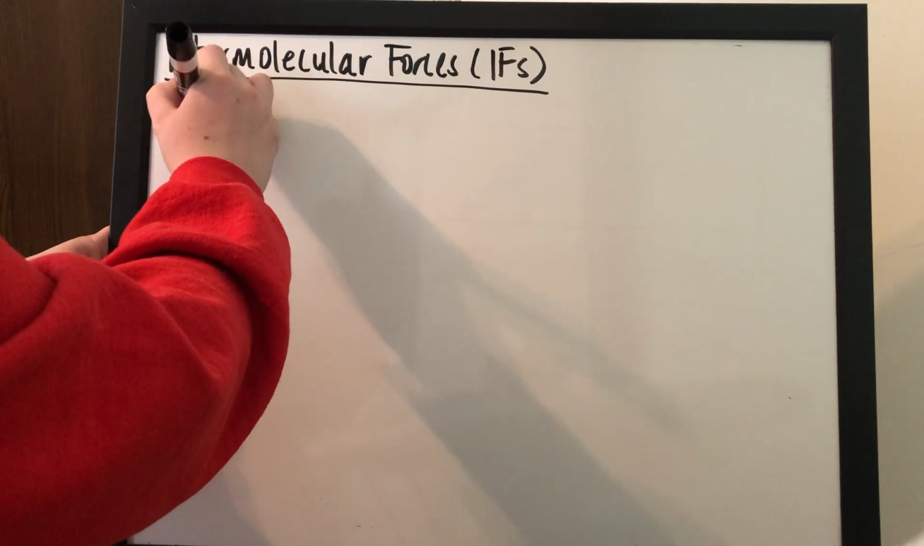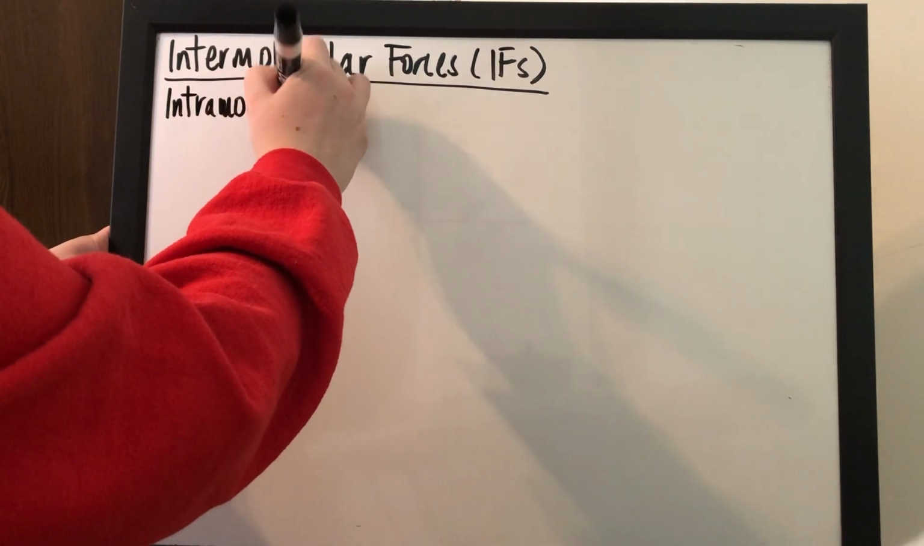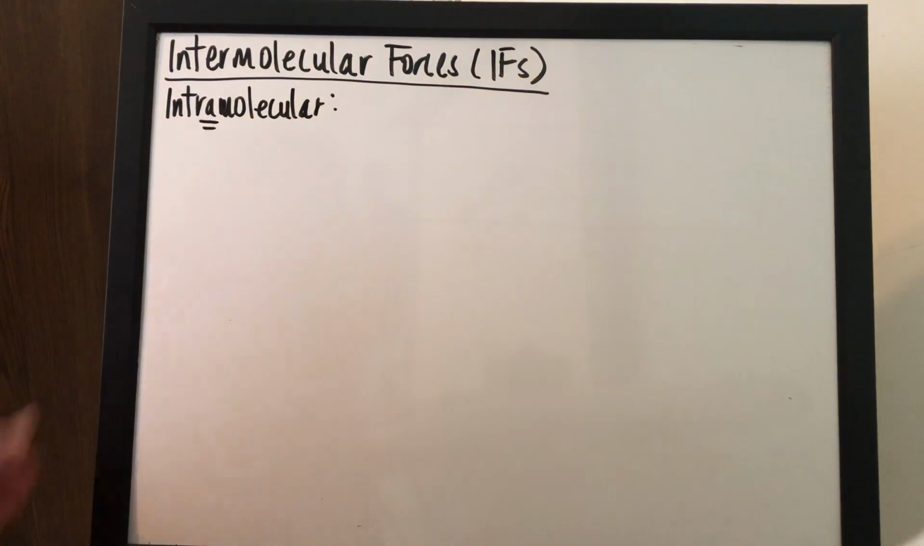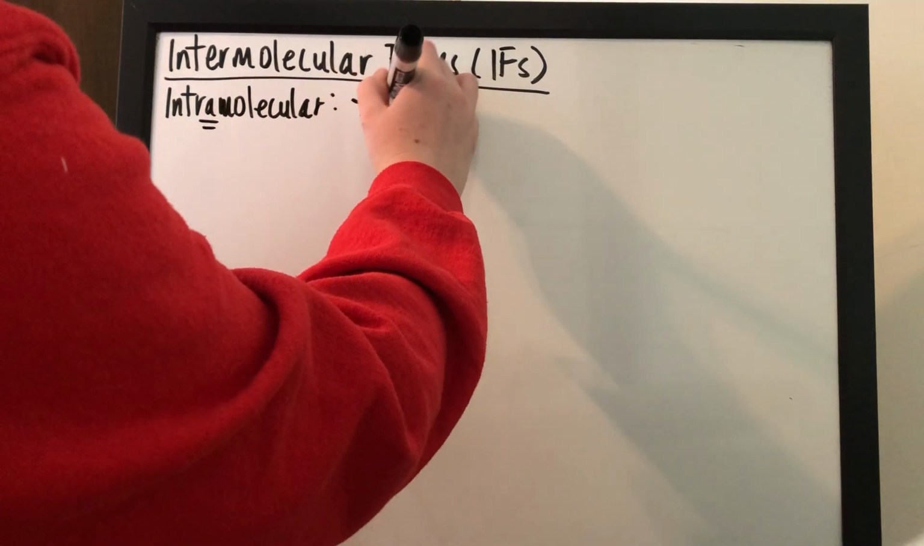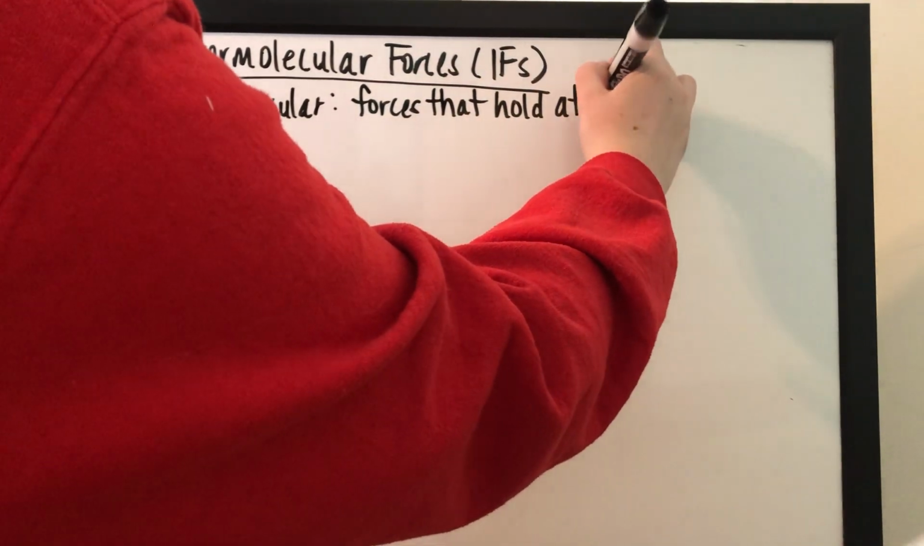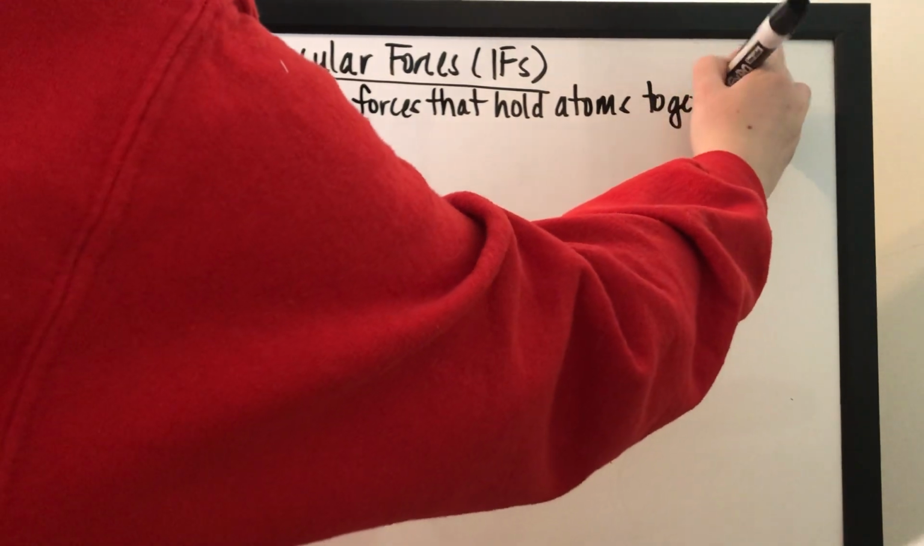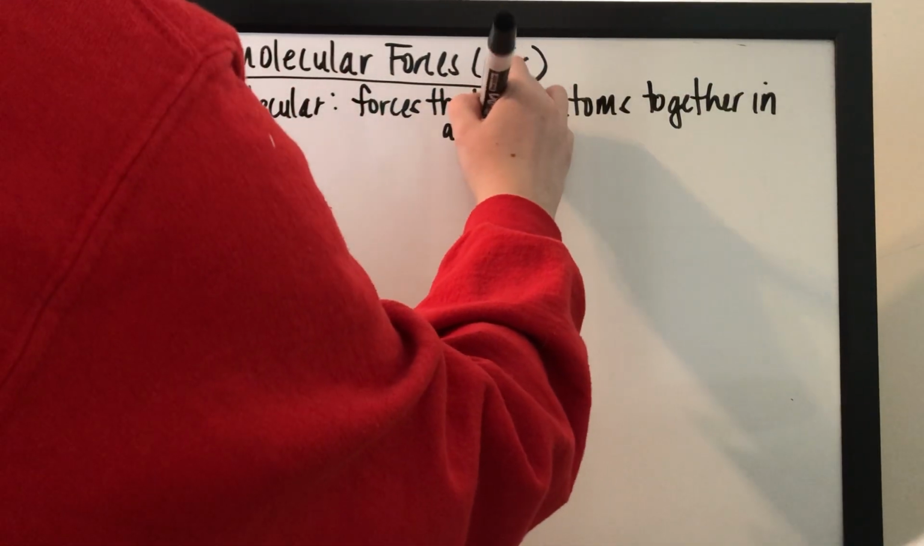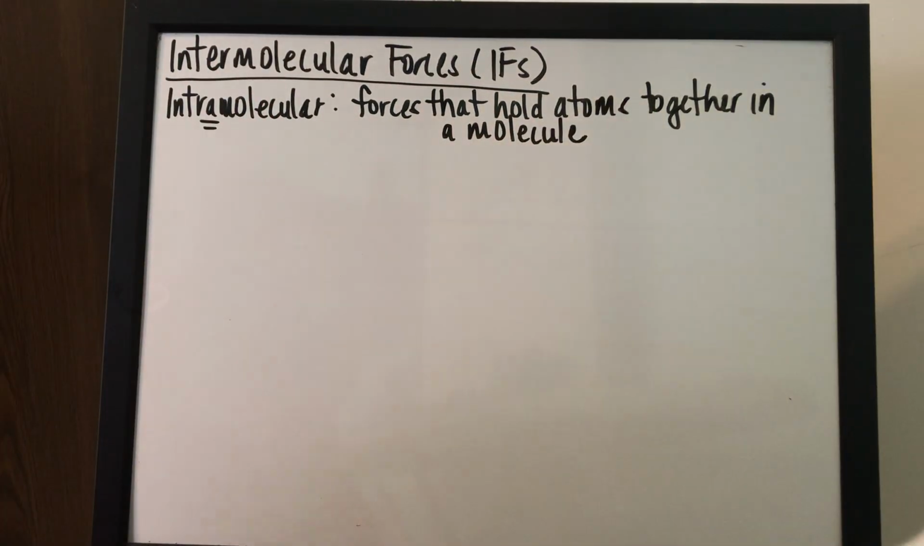I know you don't have a whole lot of space, but we'll squeeze this in. We're first going to do intramolecular. It's an A, so if you want to think intra with the A, think atoms. An intramolecular force is the force that holds atoms together within a molecule. We are talking about two types of intramolecular forces that we always talk about in chemistry, and those are ionic bonds and covalent bonds.